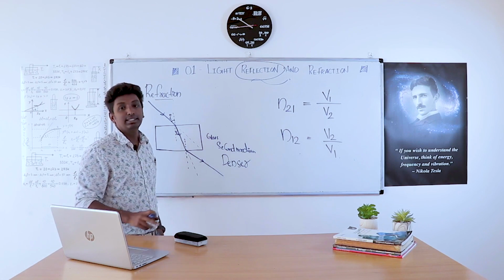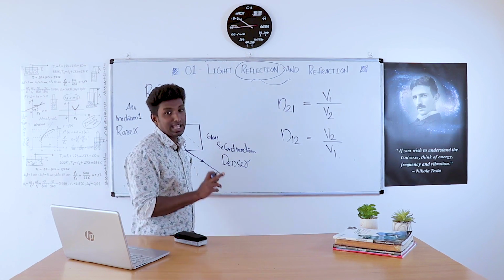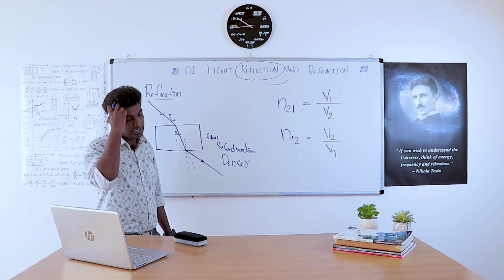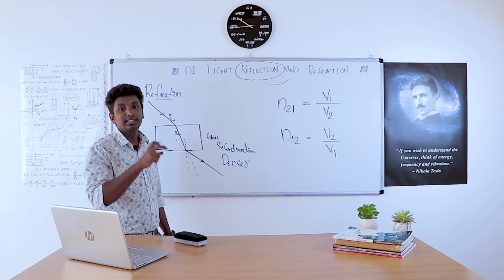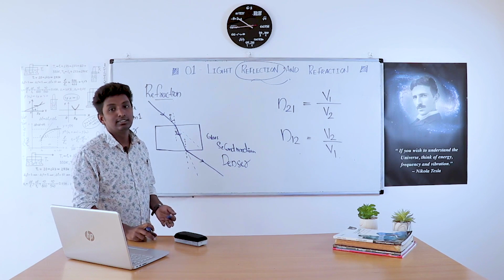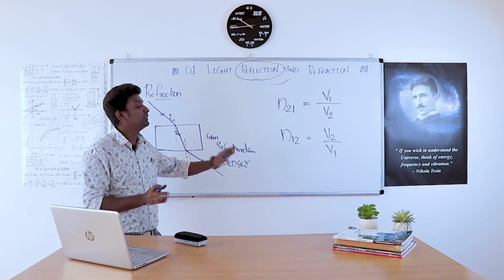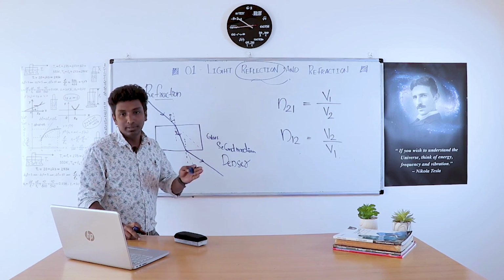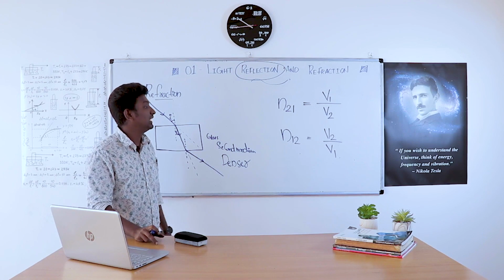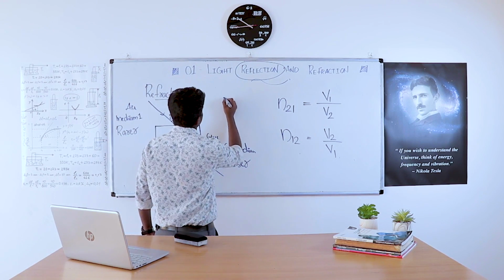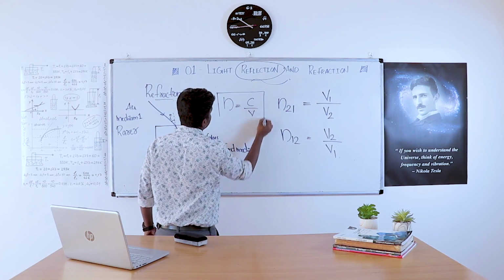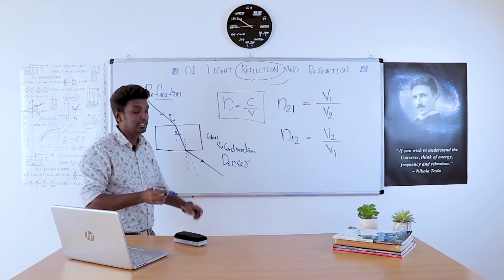That is N21 and N12. If the first medium is air, then the velocity of the second medium is taken in comparison with the velocity of light in vacuum. Then we can write N is equal to C by V. Then the refractive index is known as absolute refractive index.